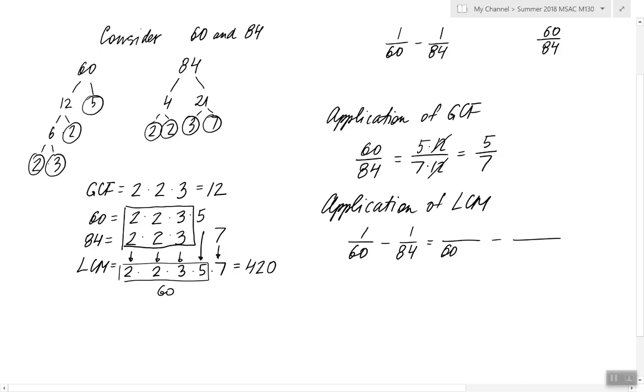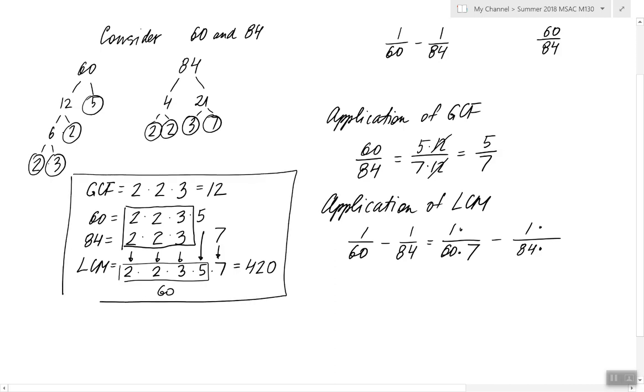And here we're going to write the fractions equivalent to our original fractions, but with the denominator equal to 420. So what number does 60 have to be multiplied by to become 420? Looking at our prime factorization, we can answer this question just by looking at the LCM here and seeing which factors of LCM make up number 60. So what's left will be the number that we have to multiply by to obtain 420. So that number is 7.